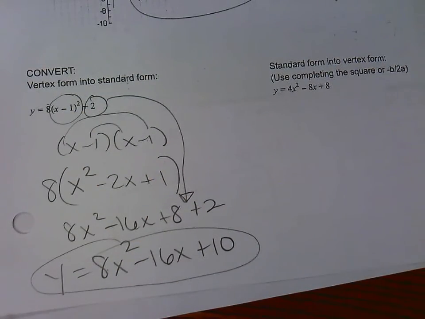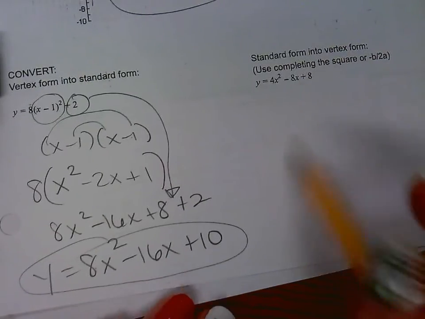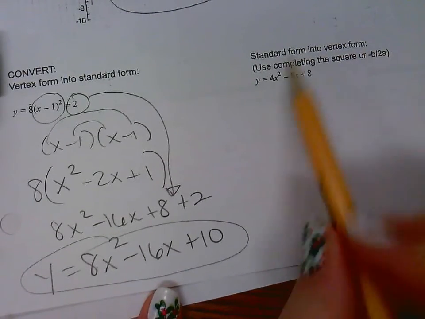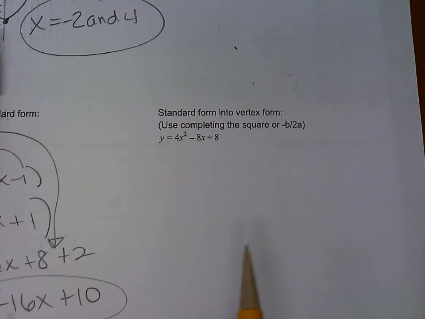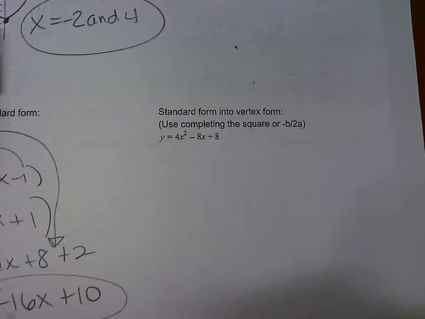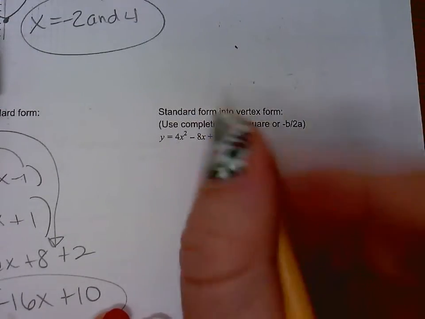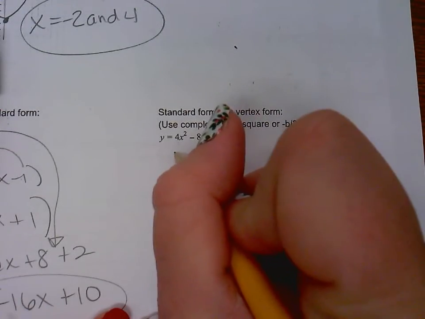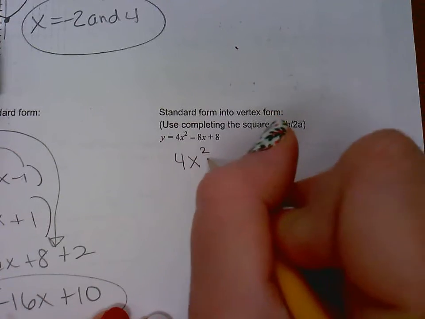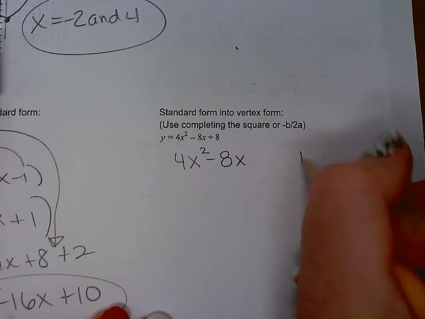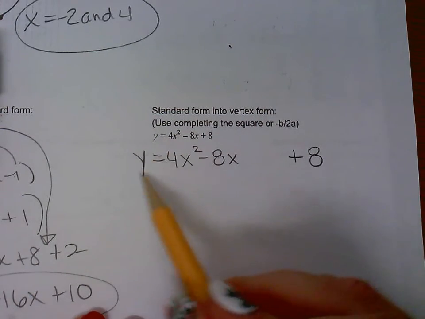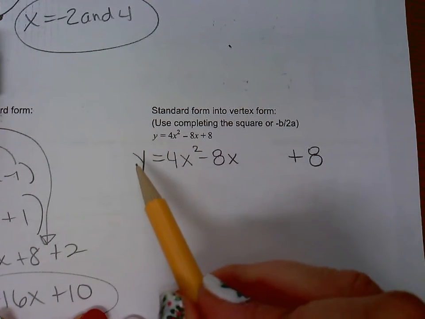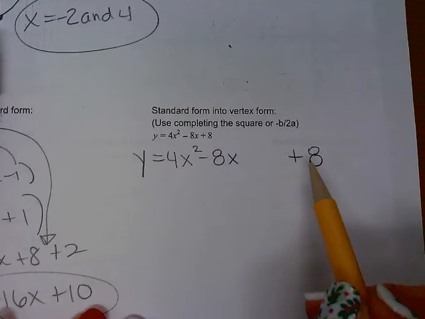Should be. Okay, what about standard form into vertex form? If you don't like the way I'm about to do it with completing the square, feel free to just do negative b over 2a and find the vertex and write it in vertex form. But this is kind of an interesting way to do it. You're going to need this for pre-calculus. So you have 4x squared minus 8x. I'm going to move the 8 over, but this is a y equals problem. So I don't want to put it on the other side of the equation. So I'm just going to leave some space.